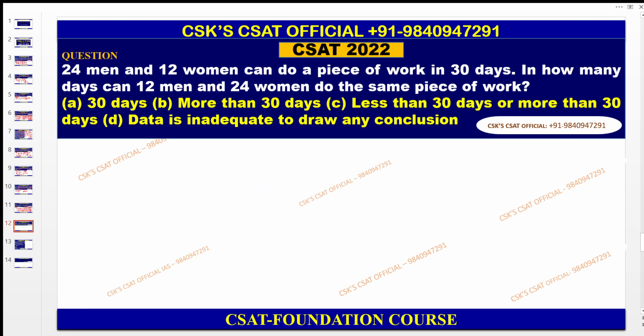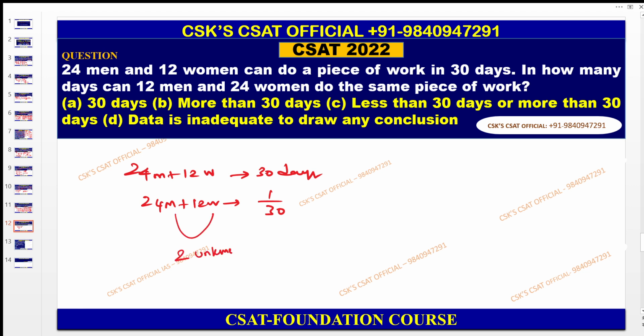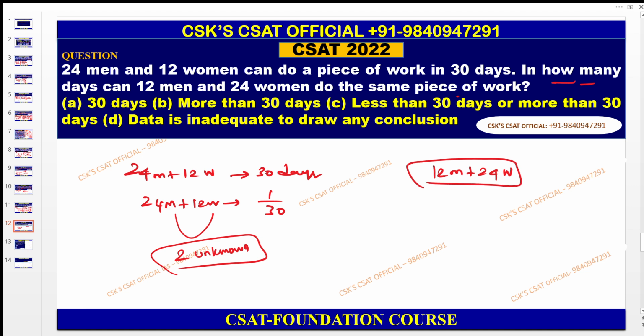Now here, try to understand. This question is a simple question. People will make a mistake in this question also. You can use simple logic. 24 men plus 12 women can do a piece of work in 30 days. So one day's work is nothing but 1 over 30. Here there are two unknowns. In how many days can 12 men plus 24 women do the same piece of work?